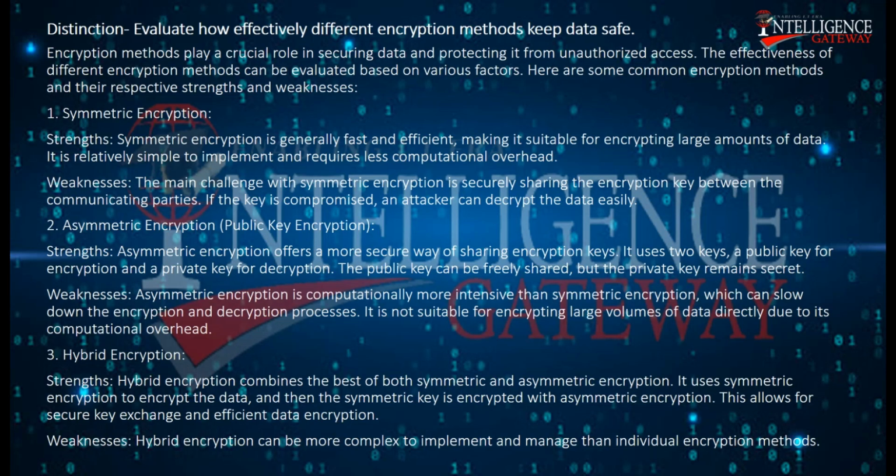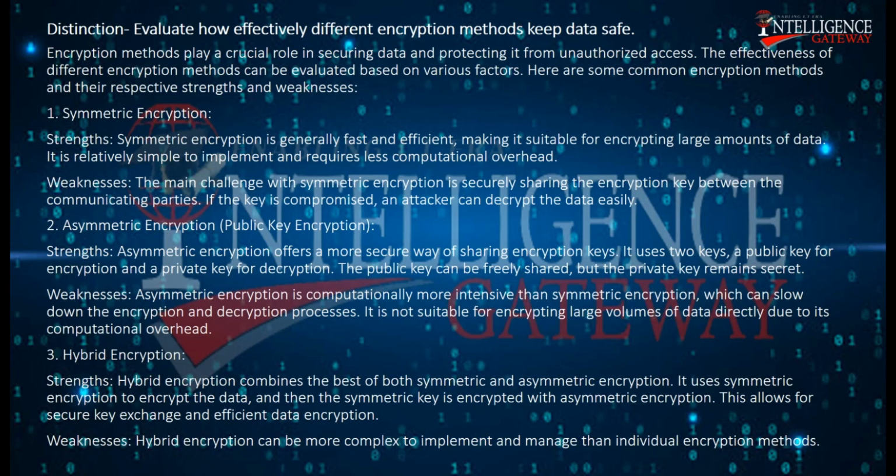2. Asymmetric encryption, or public key encryption. Strengths: Asymmetric encryption offers a more secure way of sharing encryption keys. It uses two keys, a public key for encryption and a private key for decryption. The public key can be freely shared, but the private key remains secret. Weaknesses: Asymmetric encryption is computationally more intensive than symmetric encryption, which can slow down the encryption and decryption processes. It is not suitable for encrypting large volumes of data directly due to its computational overhead.